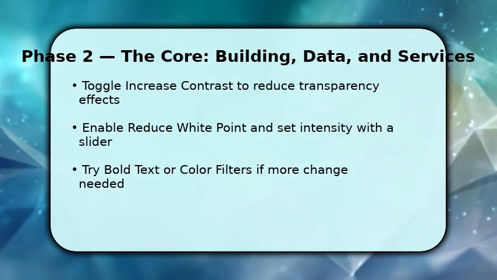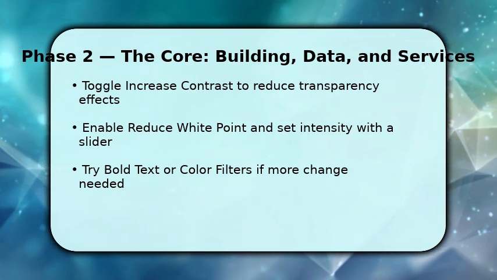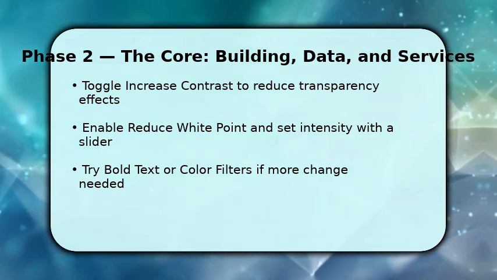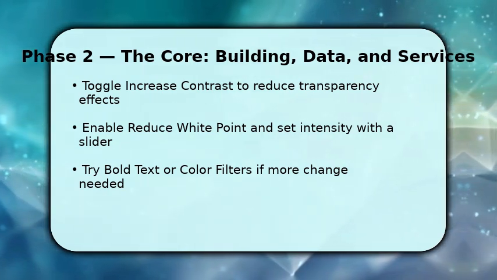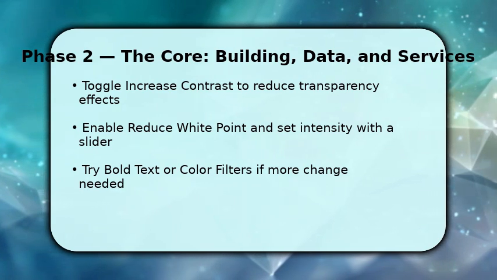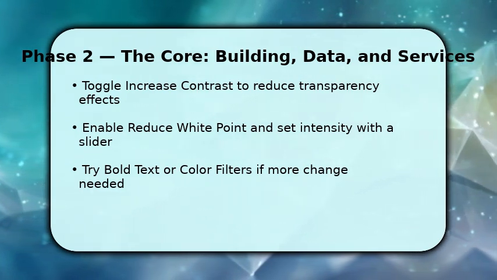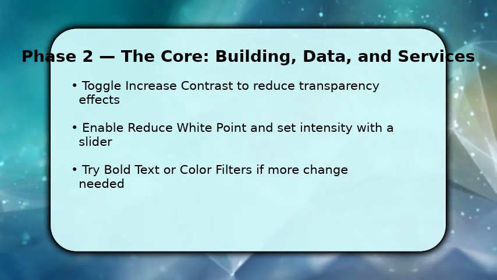Toggle Increase Contrast to make interface elements stand out more. This reduces transparency and can clarify text. Next, enable Reduce White Point and drag the slider to cut down screen glare. Move it gradually until contrast is comfortable.